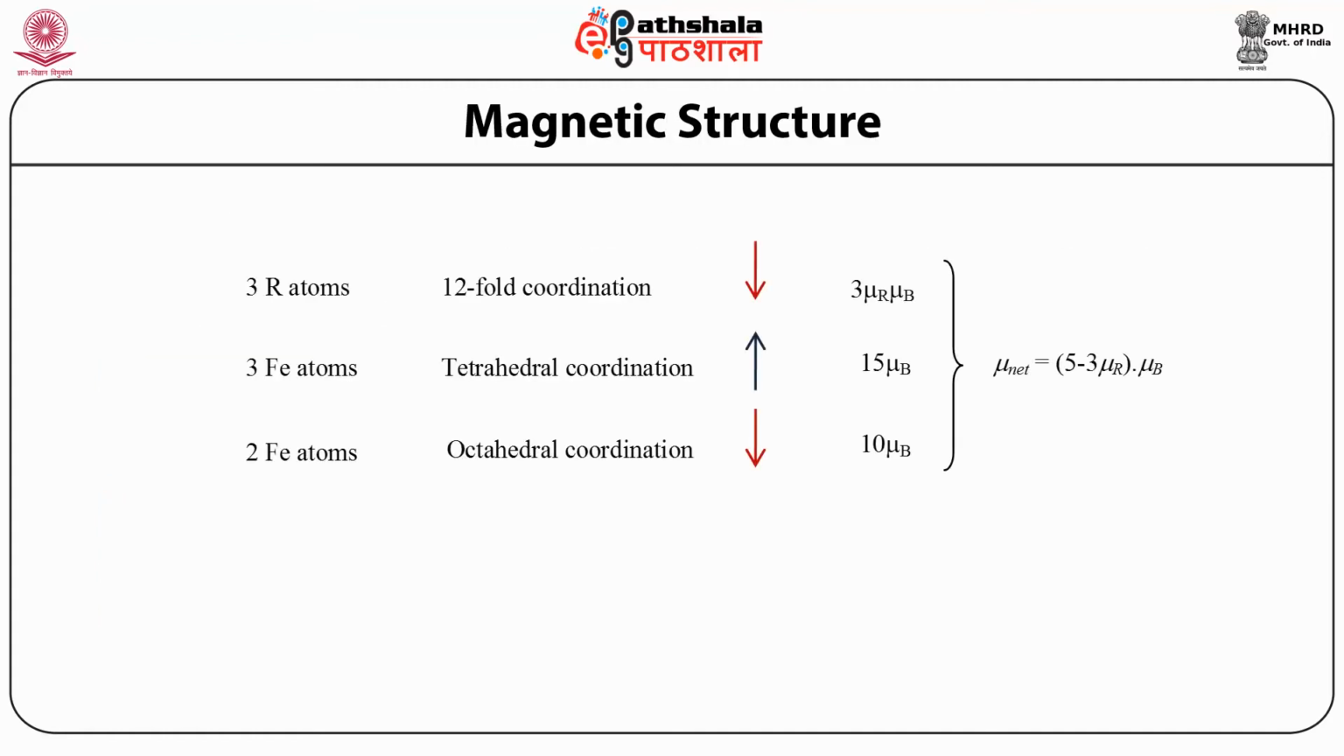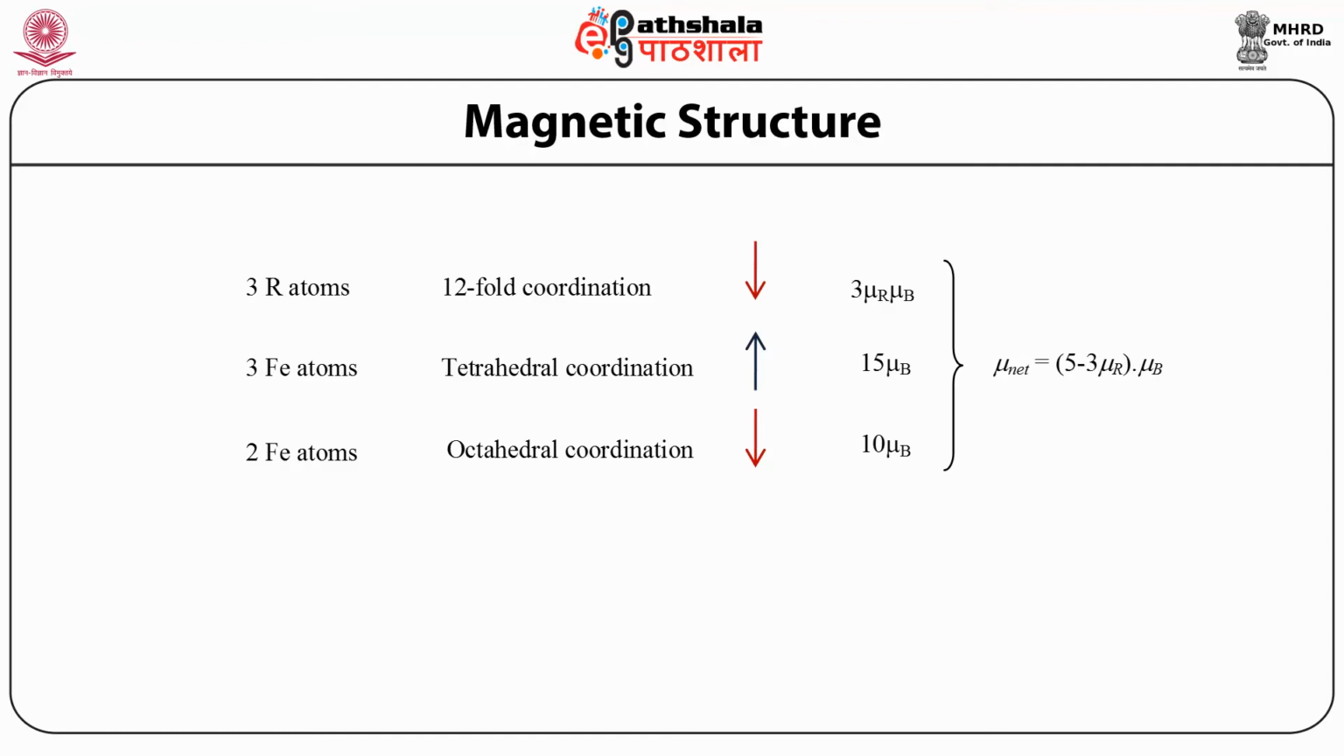Let us discuss the magnetic structure of garnet. In this structure, our atoms have a cubic coordination, that is 12-fold coordination. Two Fe atoms have octahedral coordination, while the remaining 3 Fe atoms have tetrahedral coordination, with anti-parallel spin configuration of spins on the tetrahedral and octahedral sites, while the orientation of spins on the R site is parallel to those on the octahedral sites.